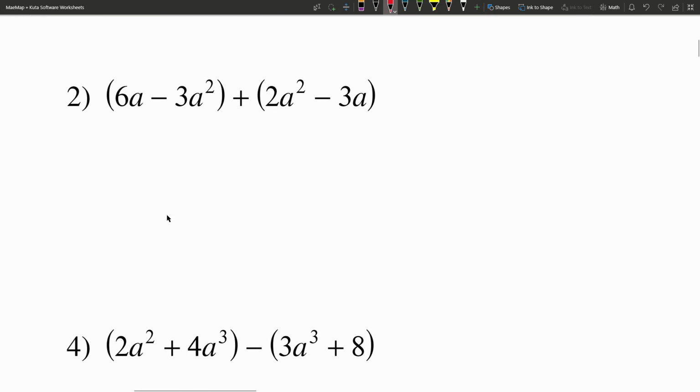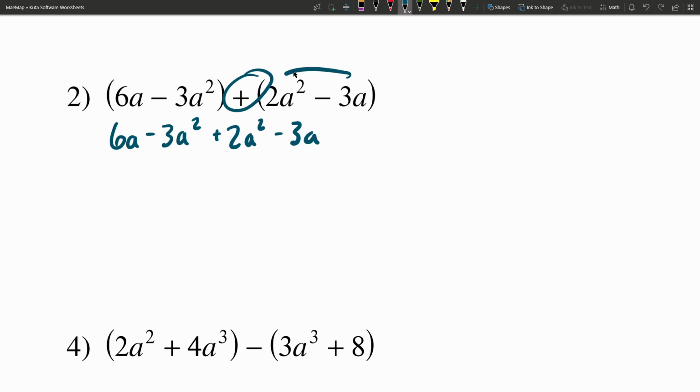In number 2, we have 6a minus 3a squared plus 2a squared minus 3a. Now notice that we have this polynomial here, which is a binomial. It has 2 terms, and we're adding it to another binomial of 2 terms. However, since this is just addition, we're going to take these as is. So that's going to be plus a 2a squared and just minus a 3a. So if the parentheses confuse you, feel free to take them out in this problem. We'll have 6a minus 3a squared plus 2a squared minus 3a.